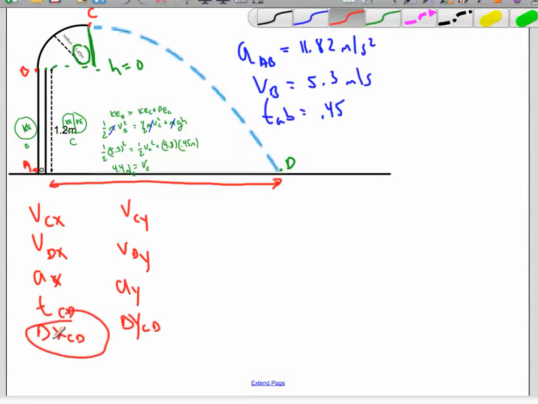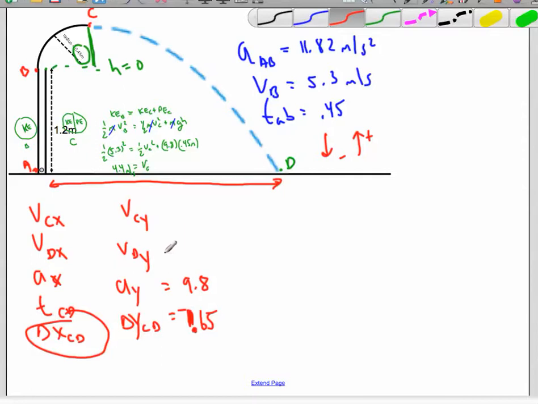There's the quantity we're looking for. This is going to be the 1.2 meters plus the 0.45 meters due to the radius of that curved path. That comes out to 1.65, and I'm going to make that negative. I'm going to call down negative and up positive. In the y direction, it's in free fall once it leaves the edge of the track, so a_y is negative 9.8. That's 1.65 negative.